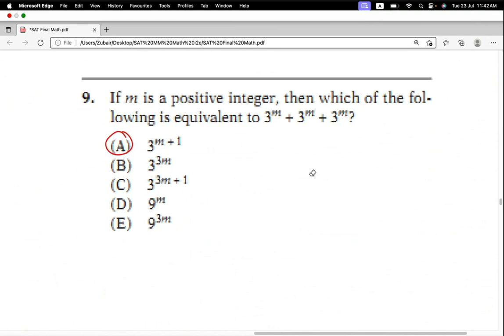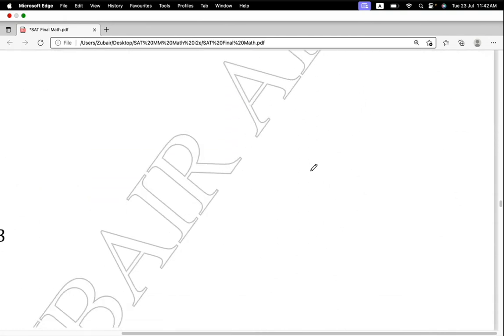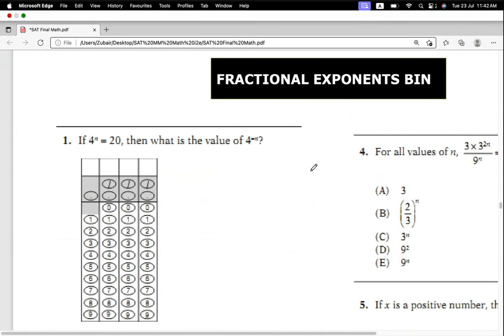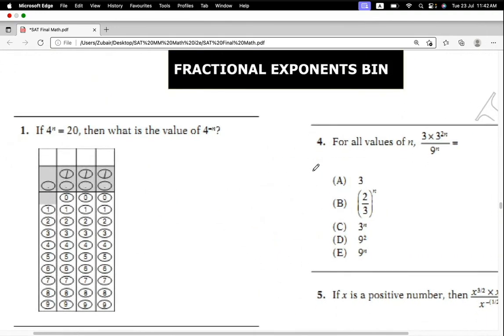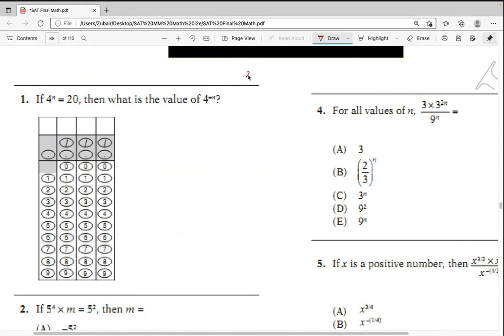Next topic, I'm linking it with it. That's again the same, just saying fractional exponents. Numbers are in fractions, nothing else. So, do you remember what happens when the power is negative? Yeah, you just reciprocate.